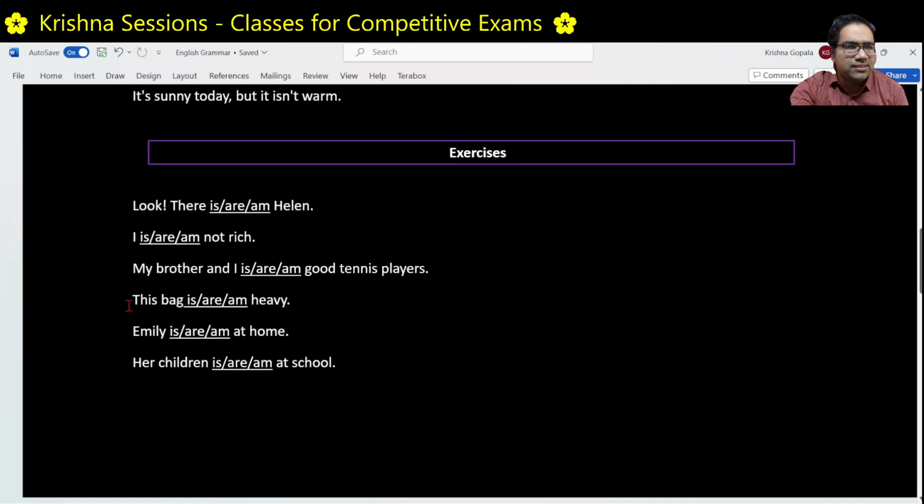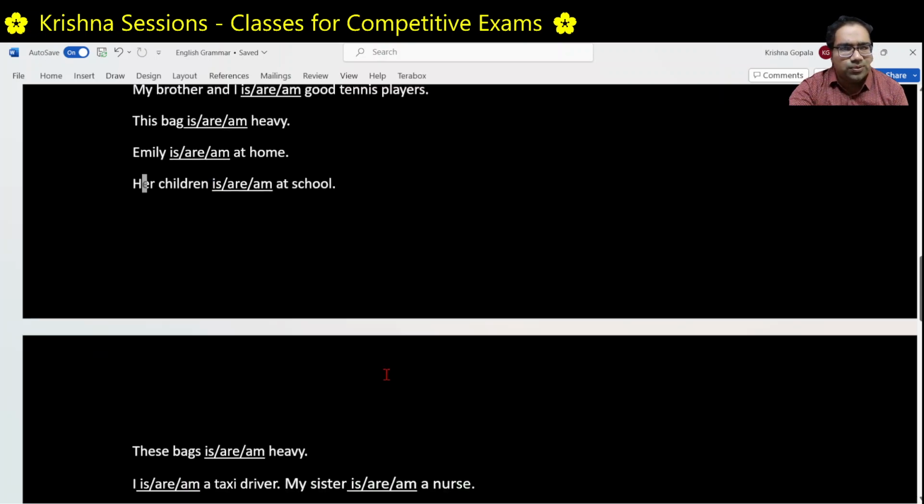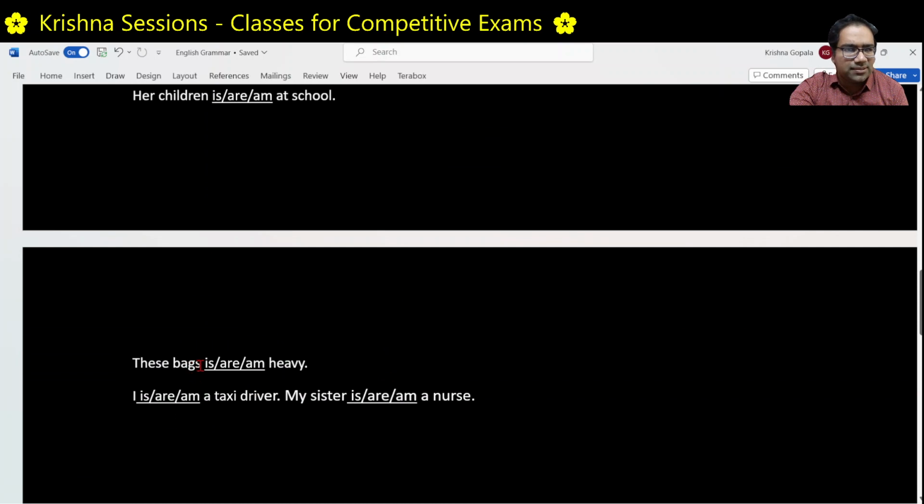This bag means it. It is heavy. Right. Emily is at home. That means she is. Emily means she. She is at home. Her children. Her children doesn't mean she. Her children means they. Her children means she has four children, five children, whatever it is. Her children means they. They are at school. These bags means they. They are heavy.